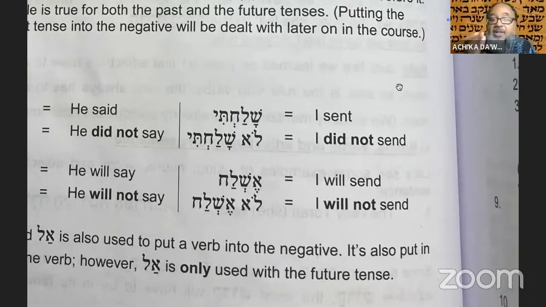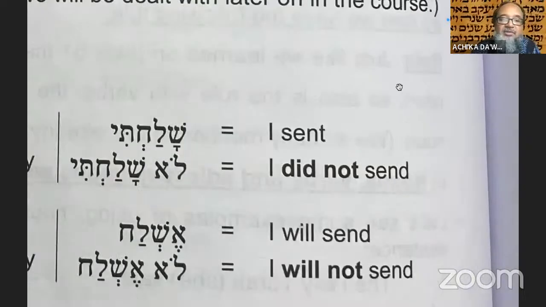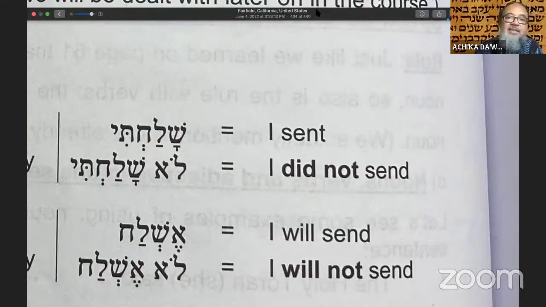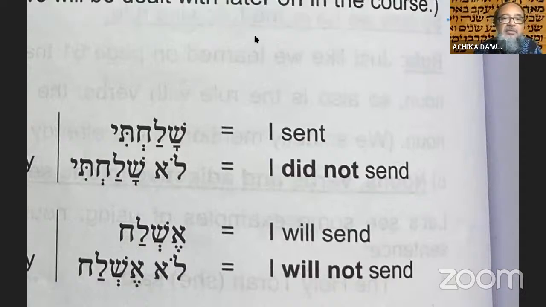Here's an example: I sent. Is that past, present, or future? Present. No, past. Past. Why is it past? From a grammatical standpoint, why is it past? From the locations of the letters, how do you know that it's in the past? The yod and the dot.